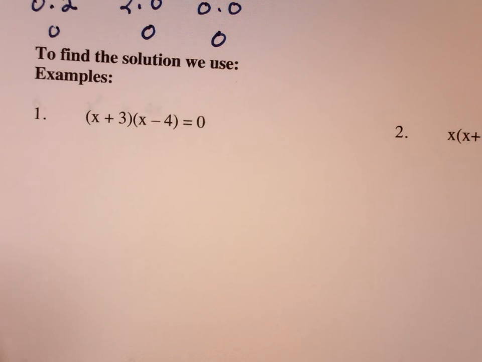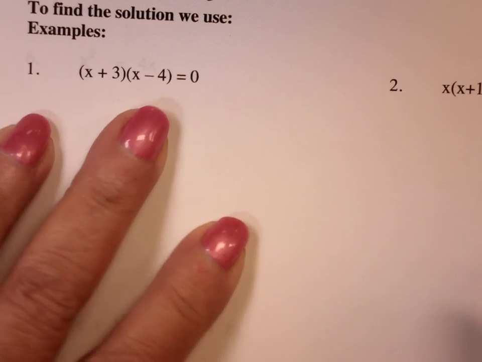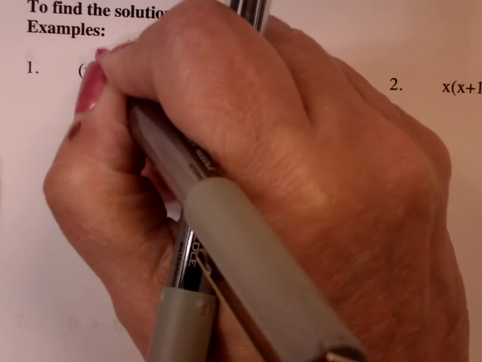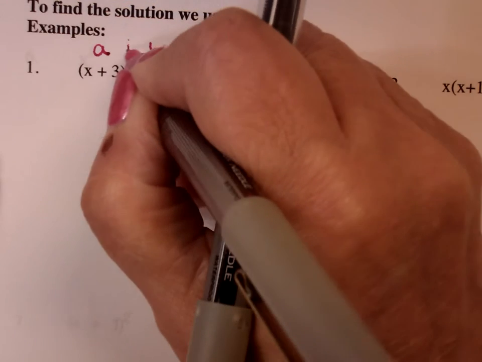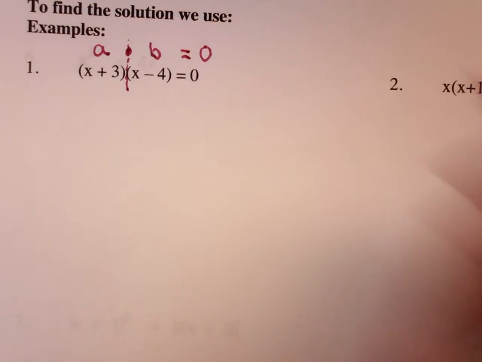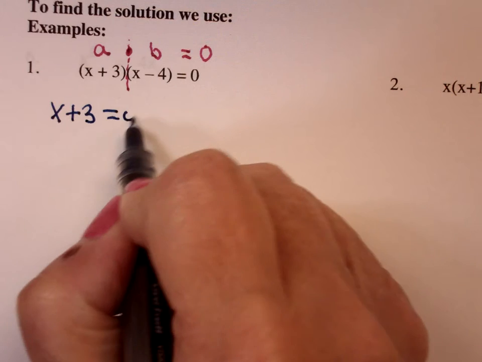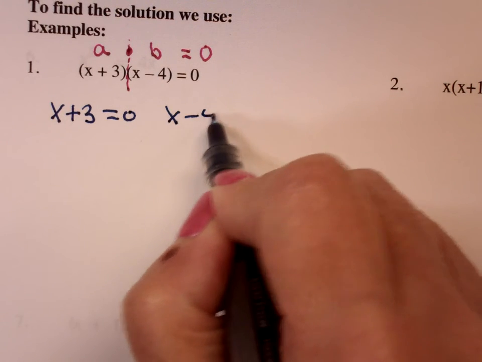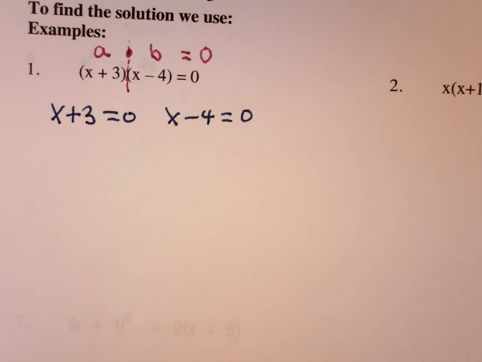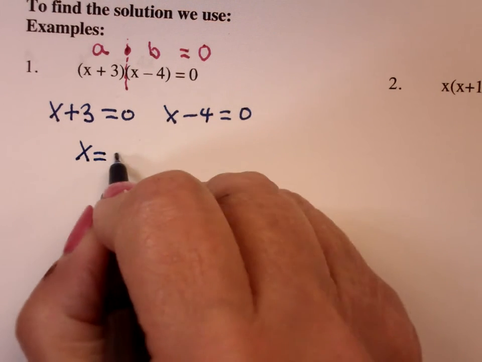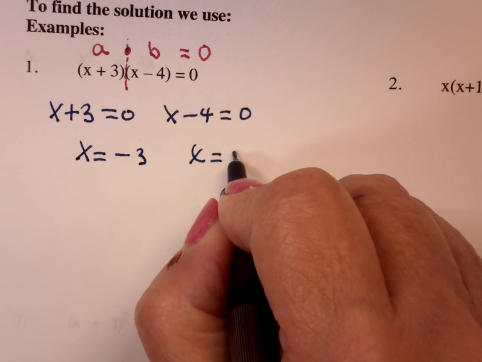So let's take it to our factors. This says that x plus 3 times x minus 4 equals 0. This is two things equaling 0 multiplied together. This would be my a, this would be my b. A times b equals 0. That means that a, which is x plus 3, equals 0, and b, which is x minus 4, equals 0. Two things multiplied together give me 0. What would x have to be for that to happen? x would have to be -3, or x would have to be +4.